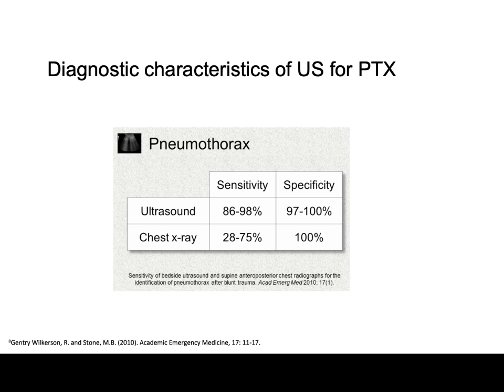When evaluating for pneumothorax and comparing ultrasound to chest x-ray, you can see that ultrasound carries much higher sensitivity than chest x-ray, 86 to 98% compared to 28 to 75%, and is reasonably as specific as chest x-ray, 97 to 100% compared to 100%.